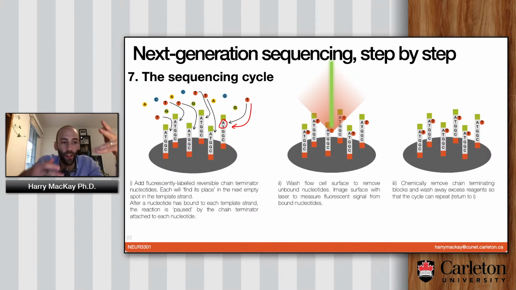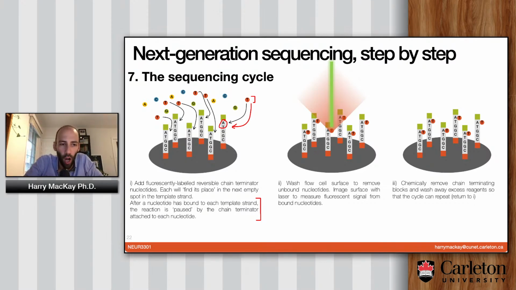Just by pure Brownian motion, they'll bounce around until they find the right place, and then they'll stick there. After it's bound, the reaction is paused because each of these is a reversible terminator. So one nucleotide will bind, and then everything will stop. In the sequencing cycle, you expose the flow cell to these fluorescently labeled reversible terminator probes. They float around. Eventually, they all bind. Then nothing happens. Then it stops.